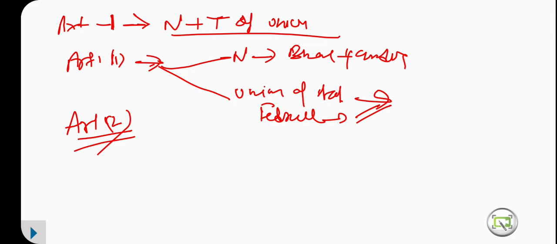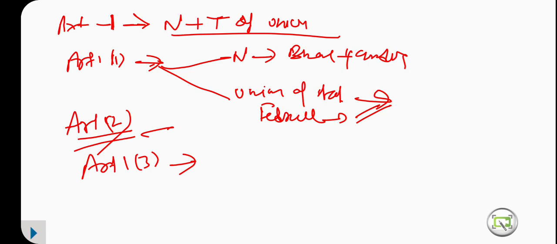Means no single state can come out or leave the country and exist as a separate nation. But the USA is a federation of states. In the USA, a single state can come out or leave the nation and form a separate nation.